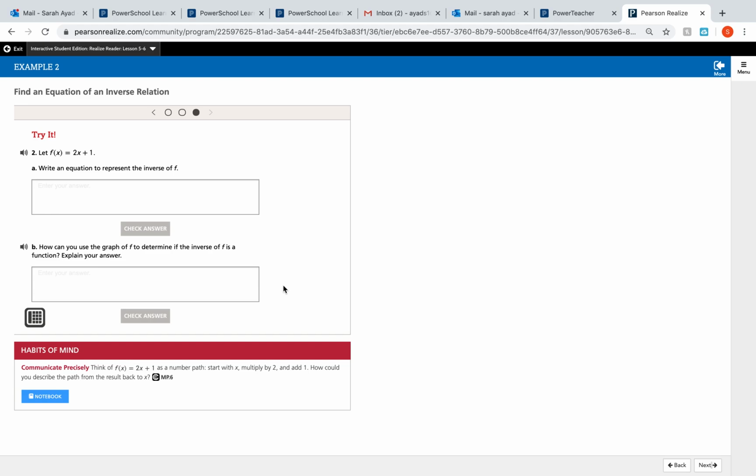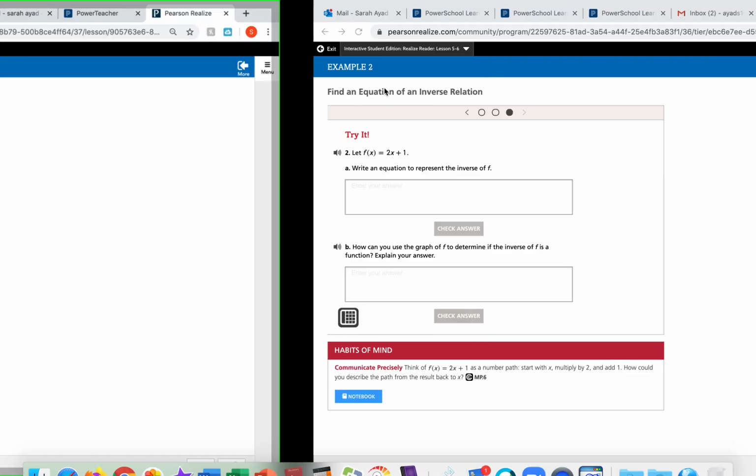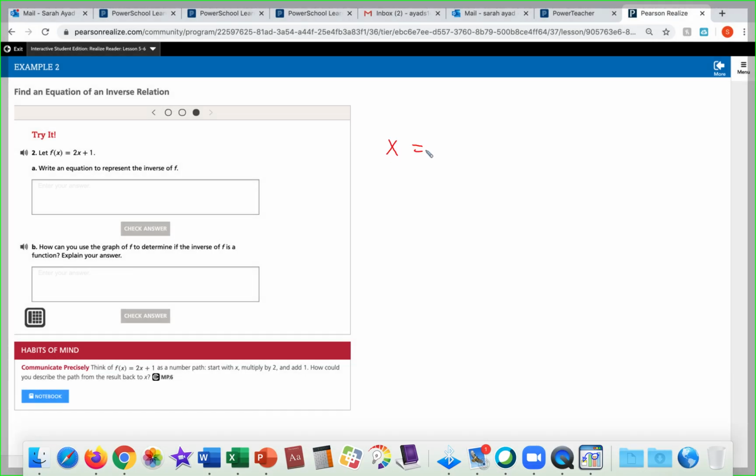All right, so step 1 of finding the inverse. Again, we are going to switch x and y. Everywhere I see a y, I'm going to put an x. Everywhere I see an x, I'm going to put in a y. Now I want to solve for y. How do I get y by itself? Well, I subtract 1. I divide everything by 2. That means y equals 1/2 x minus 1/2.